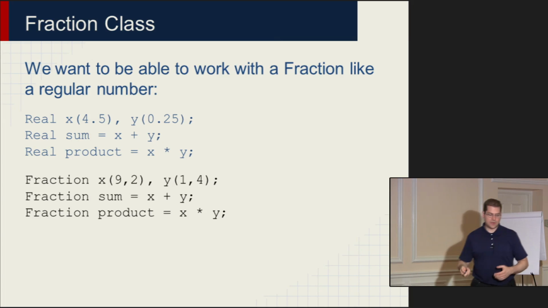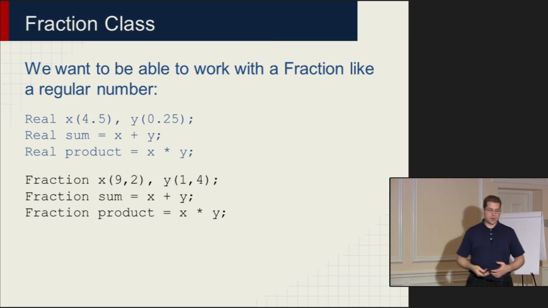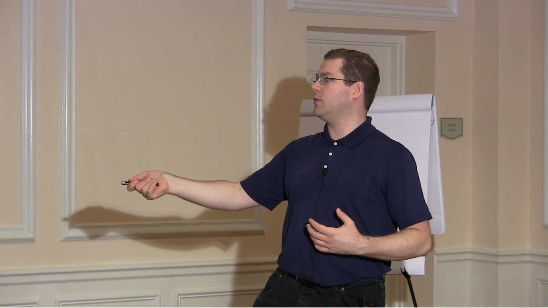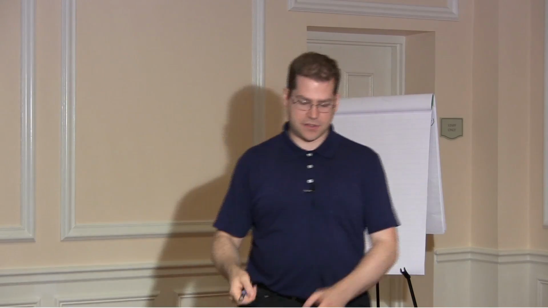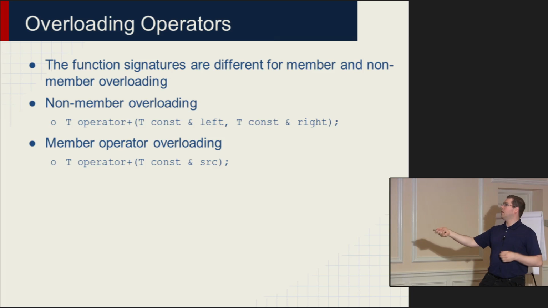What we'd really want to be able to do is just say fraction x, fraction y, x plus y, and get a fraction out of that operation. By default, C++ won't be able to do this. We'd have to actually define what we mean when we say we're adding two fractions. And the way we do that is by operator overloading. You use the keyword operator plus the symbol, and this defines what happens for that operator. And there's two ways to do that.